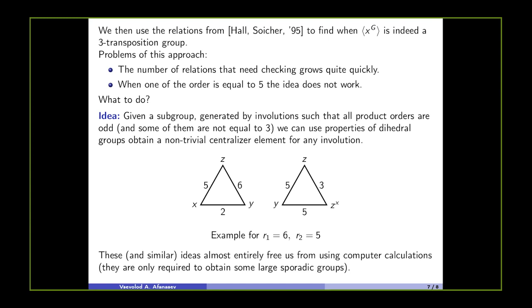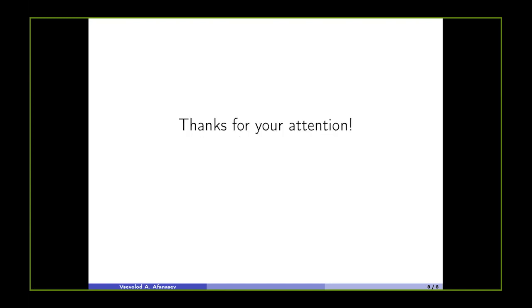And these and similar ideas almost entirely free us from using computer calculations, because we are able to use some effective reductions. But in many situations we did require computer calculations, in particular when we were working with some sporadic groups such as the Mathieu groups. We had no choice but to use the coset enumeration algorithms provided by the GAP computing system, for example, in order to determine what group we have actually obtained. So this is it. Thank you for your attention. And if you have any questions, I'd be glad to answer them.